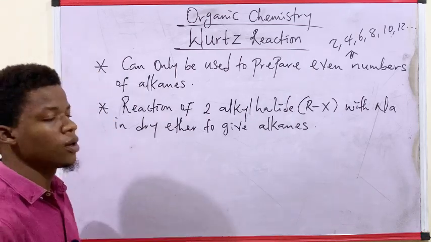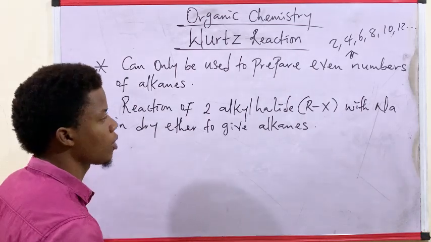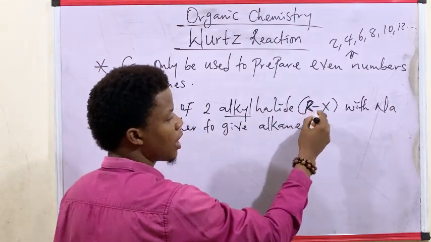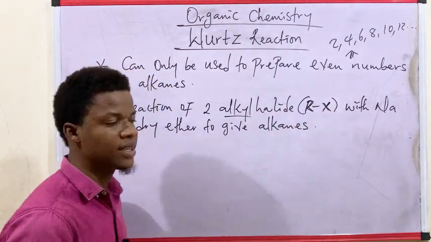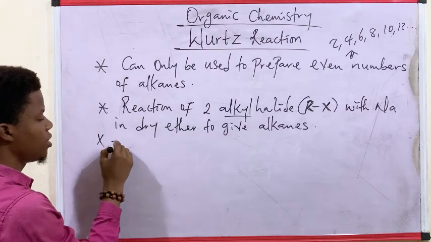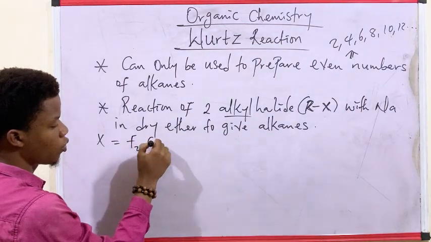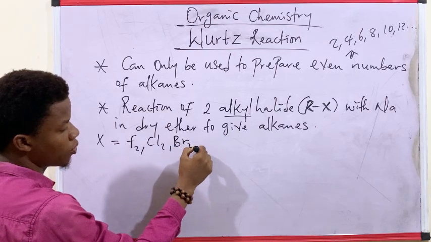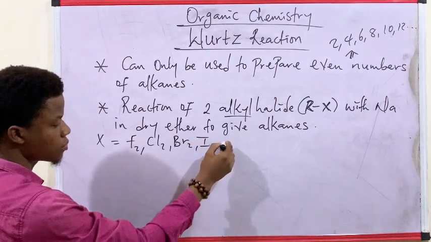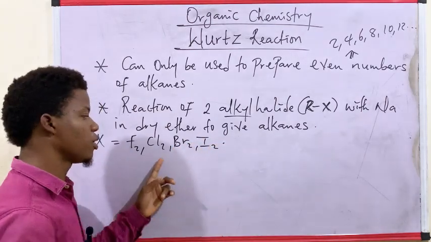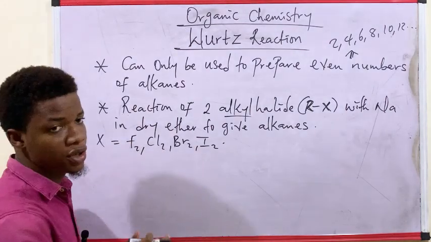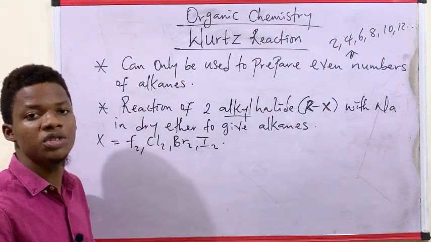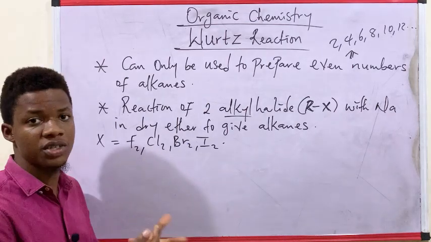Alright, now let me show you a practical reaction. Now when we're talking about alkyl halide, alkyl, remember your R, and then X is what? Your halide. Now X can be chlorine, bromine, or iodine. But the halide that is commonly used in reactions is chlorine, the Cl.